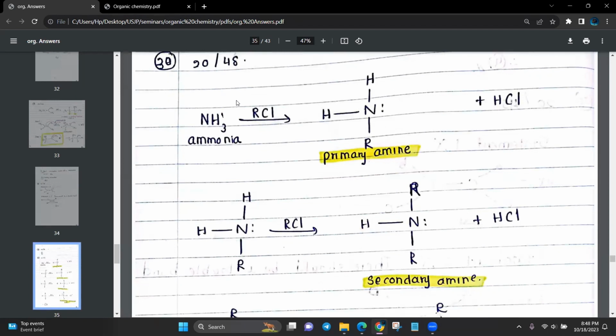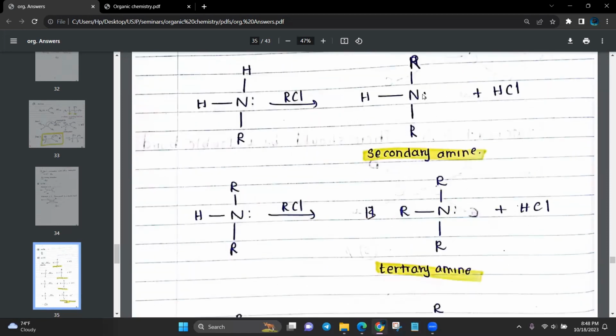Ammonia molecule is there and it reacts with an alkyl halide. So it forms a primary amine. Now ammonia is a primary amine. When it reacts with this, now this R group is delta plus. Cl is delta minus. So this delta minus Cl will react with one of the hydrogens and it will form HCl. Then this R group will attach to this nitrogen and it will form a primary amine. But this primary amine's nitrogen also has a lone pair. So this can act as a base and react with ammonia again and form a secondary amine and HCl.